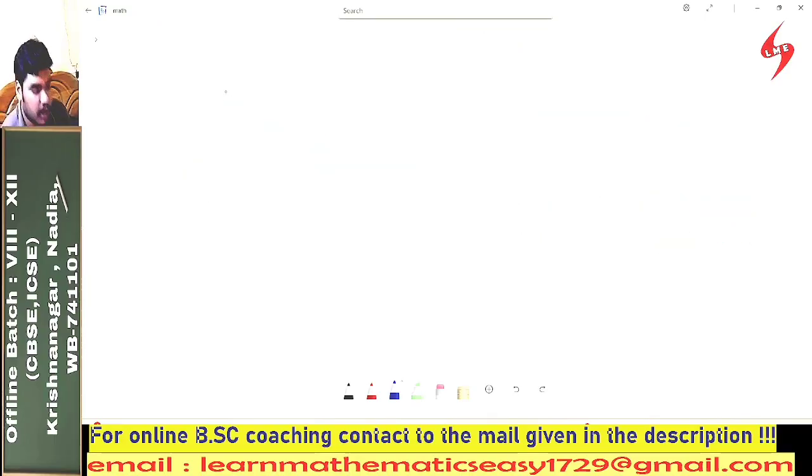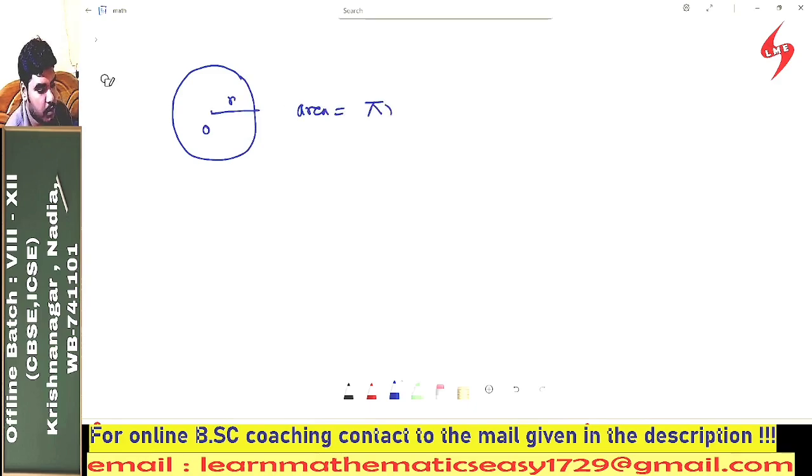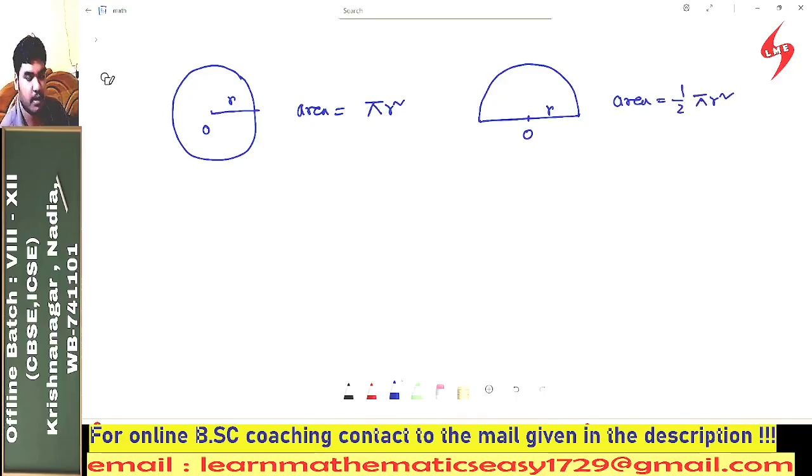Another thing is this is a circle with center O and radius r, then the area is pi r square. And this is a semicircle. This is the center O, and here it is the radius r, so the area is half pi r square. Got it?